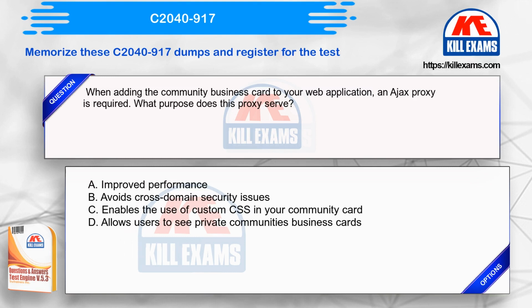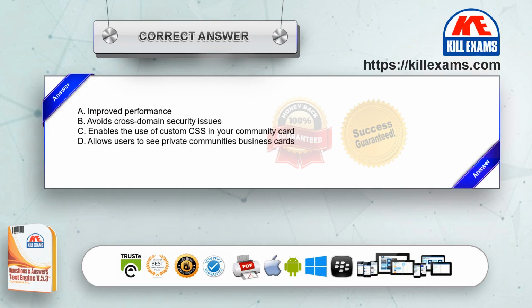Option C. Enables the use of custom CSS in your community card. Option D. Allows users to see private communities' business cards. The correct answer is option B.